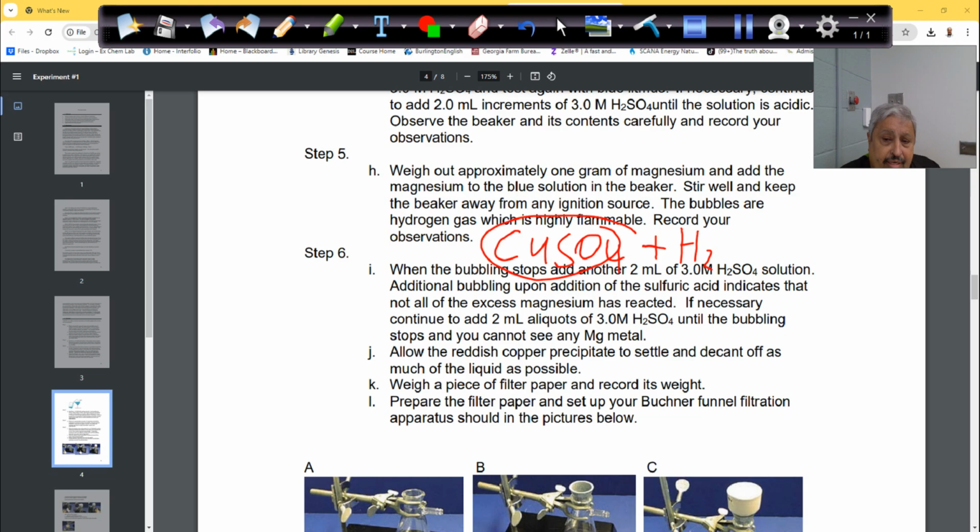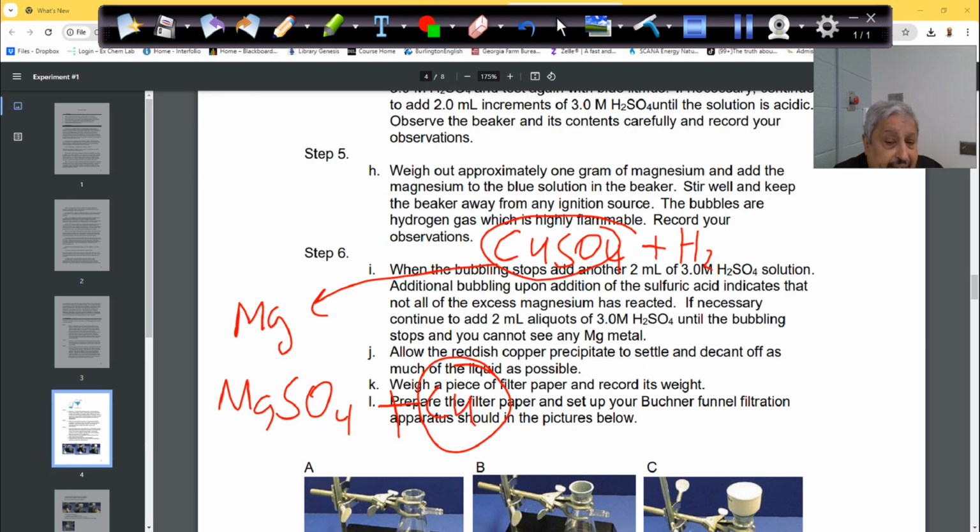When you add magnesium to it, magnesium will kick the copper out of copper sulfate, will take over the sulfate, keeping the copper orphan by itself. The single replacement reaction. And then the last step is vacuum filtration. We don't have a vacuum filtration; the vacuum's not working. So we will do the filtration. Everybody knows how to do gravity filtration.